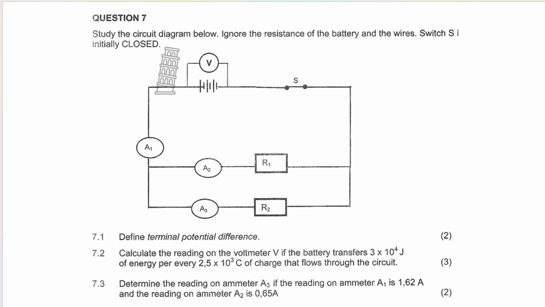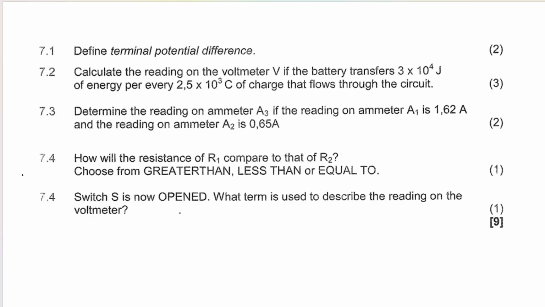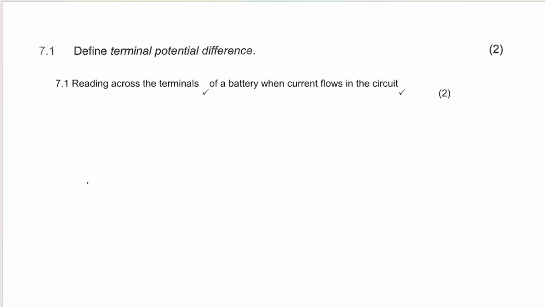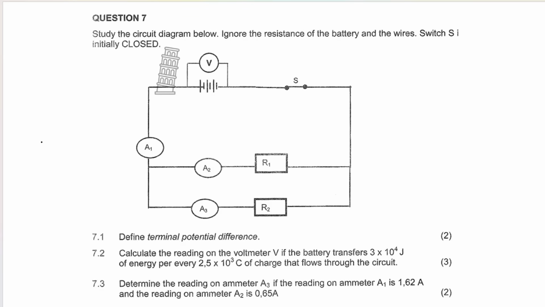First question, define the term potential difference. You can see that these are all the questions we'll be answering. 7.1 is just a definition. It's something that you must study. It's the reading across the terminals of a battery when current flows in the circuit. What you do need to know in grade 10 is that when the switch is closed, the reading on the voltmeter connected across the battery is the terminal potential difference. If I open that switch, so it's not closed anymore, that voltmeter connected across the battery will read the EMF. That's all you need to know about EMF in grade 10.